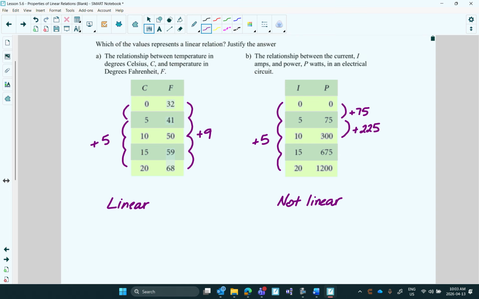Is this a function? Just out of curiosity? Yes. Domain values don't repeat. How would you write the range of this function? How would you write it if I said, write the range? What would you write? You guys did well on this on the test. So write all the numbers in the second column? Yeah. 32, 41, 40, 50, 59, 68. What kind of symbols would you put around them? Brackets?